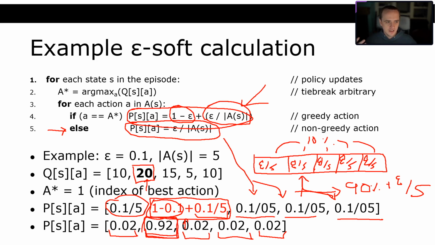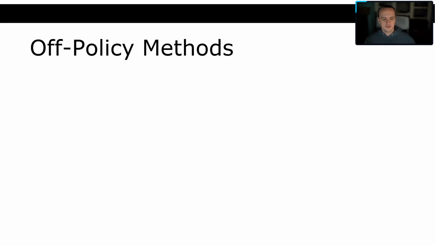Okay, so that's the example Epsilon-soft calculation, and I hope that's a little bit more intuitive to you now, because you may have to do a calculation like that on the exam. Okay? Perfect. Now that we've done that, let's talk about off-policy methods.